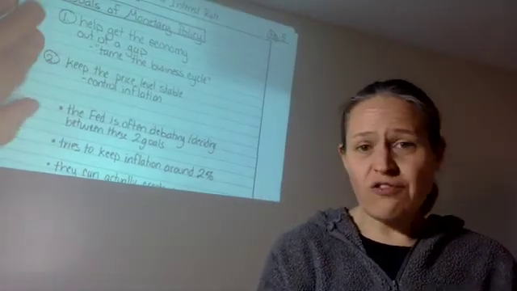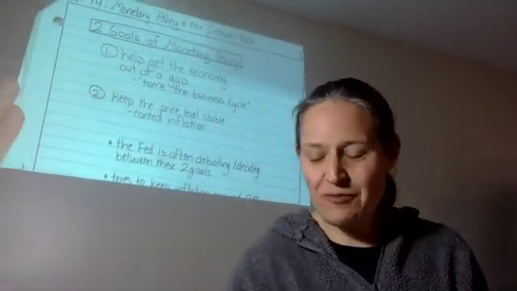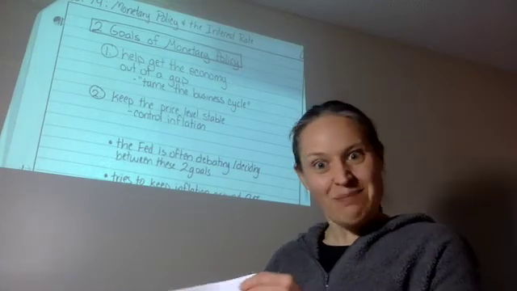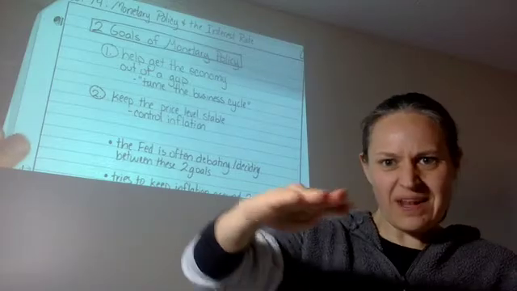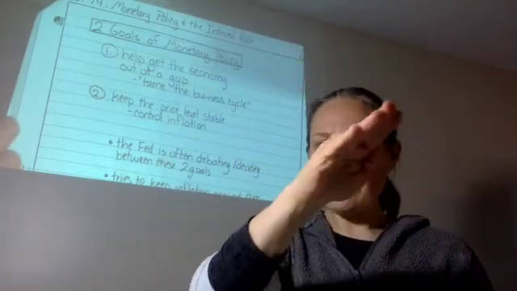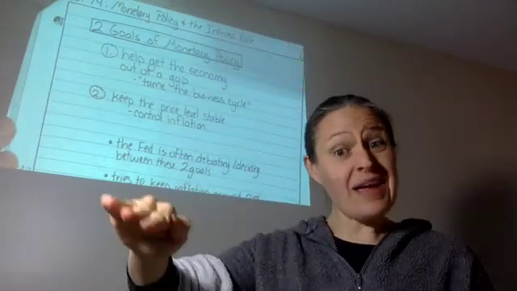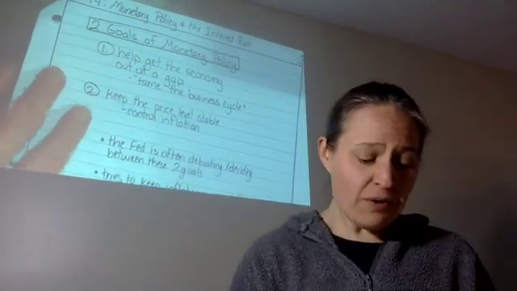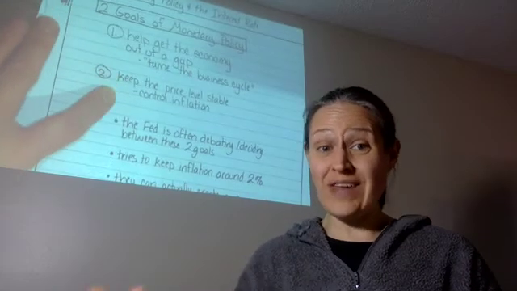Okay. All right, so we're almost done here. Last page, goals of monetary policy. Number one, to get the economy out of a gap, to tame that business cycle, right? Our business cycle goes up and down and up and down. Well, both fiscal policy and monetary policy are trying to make it a little bit more of a gentle ride. All right, and then number two, to keep the price levels stable, to control inflation.